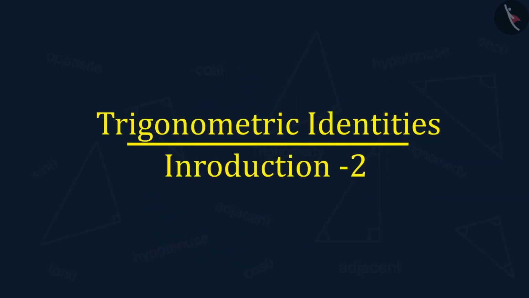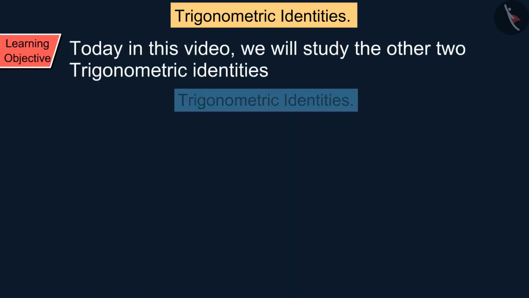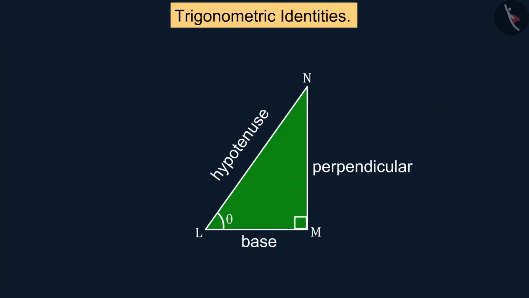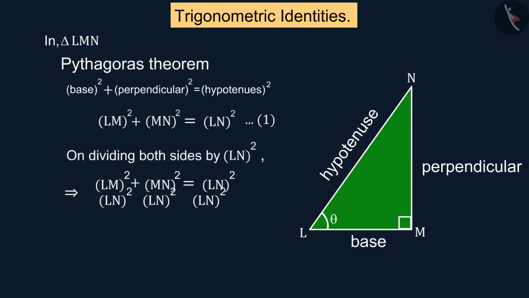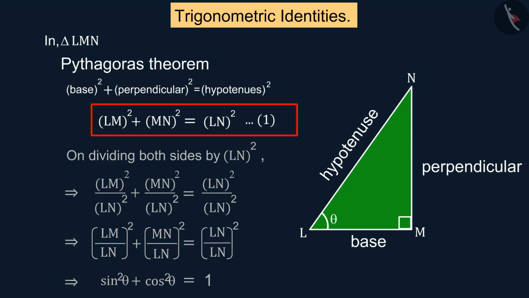Welcome to this video. In our previous video, we discussed a trigonometric identity. Today, in this video, we will study the other two trigonometric identities. In the previous video, we divided each term of equation 1 by the square of LN in the right-angled triangle LMN with the help of the Pythagoras theorem, giving us a trigonometric identity. What if we divide by the square of LM instead of the square of LN in equation 1?